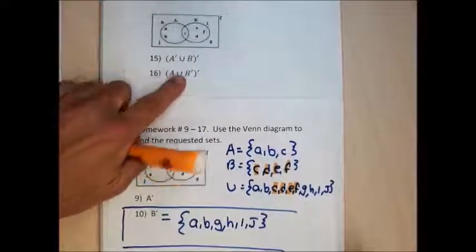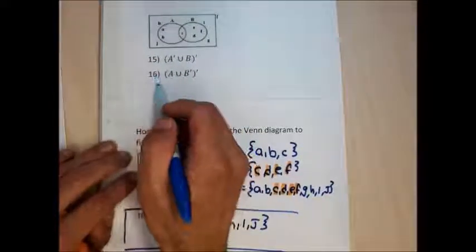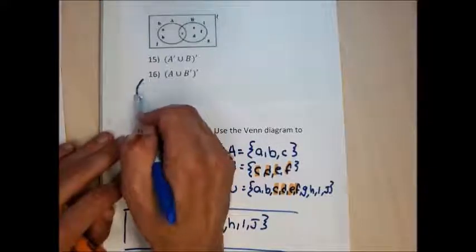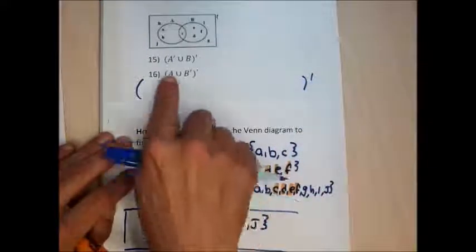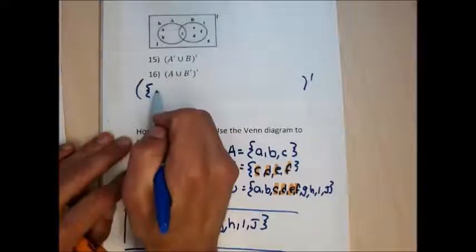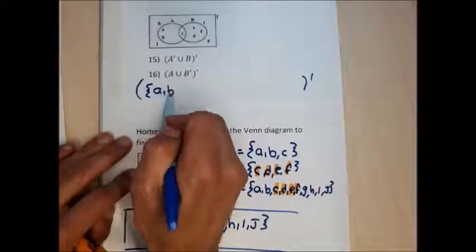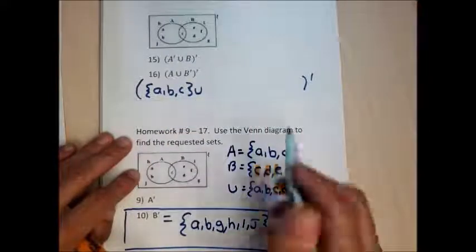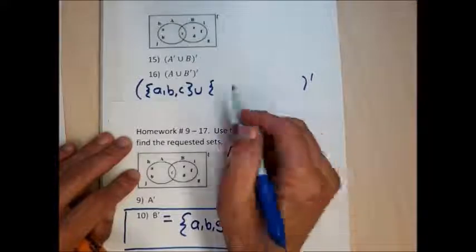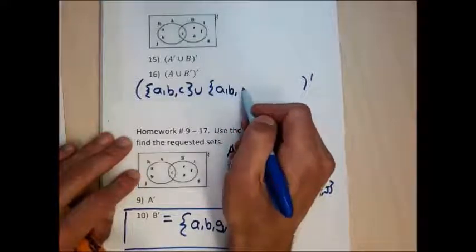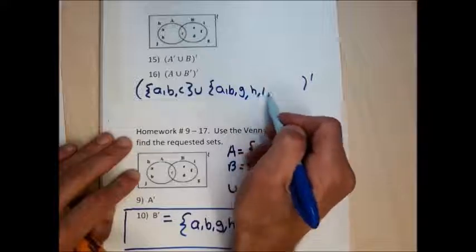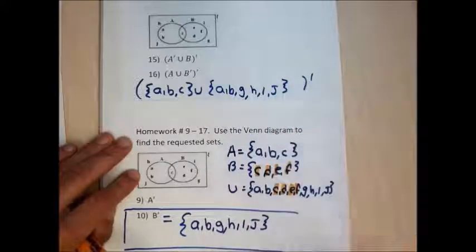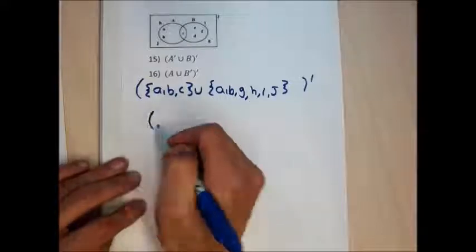15, we're working with the same picture again, thank gosh. And I want to do A union B complement, complement. So in order to start my problem 16, for inside my parentheses, first I'm going to write what the set A is equal to. And set A is equal to the set containing the letters A, B, and C. Then I write my union sign, and then I write what set B complement is equal to. B complement is a set containing A, B, G, H, I, and J. I'm going to union those two sets.